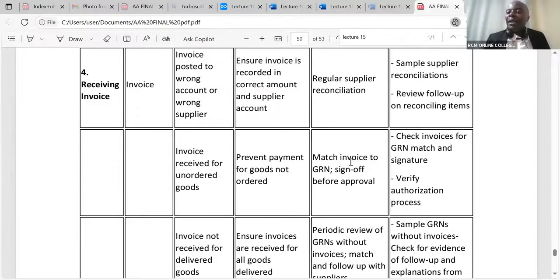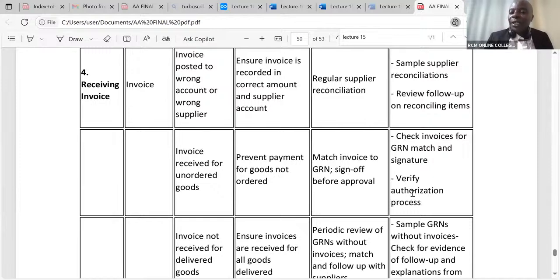Then now from there, ladies and gentlemen, what are the audit procedures? Of course, now you start asking for these documents. Check invoices for goods received note match and the signatures.